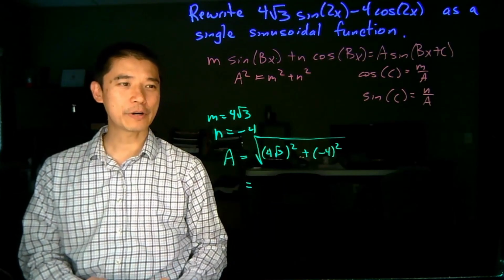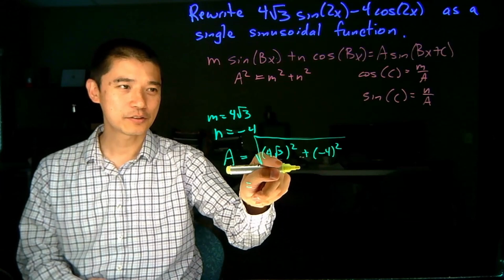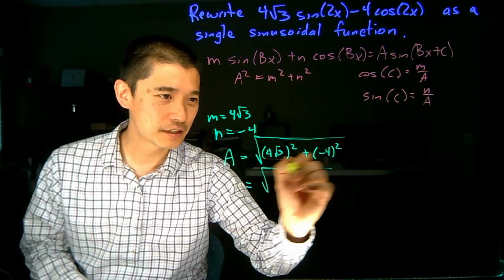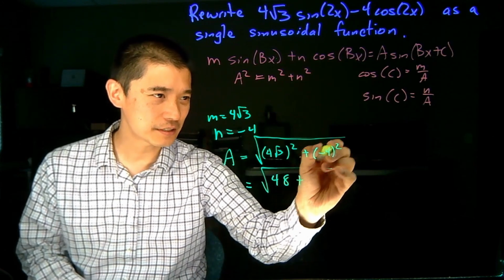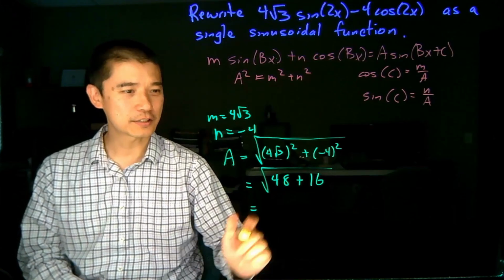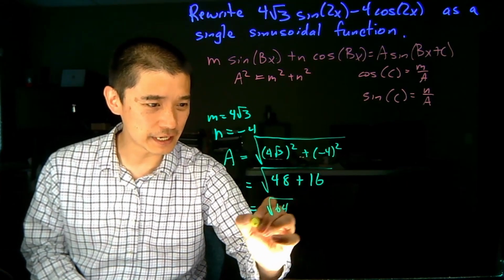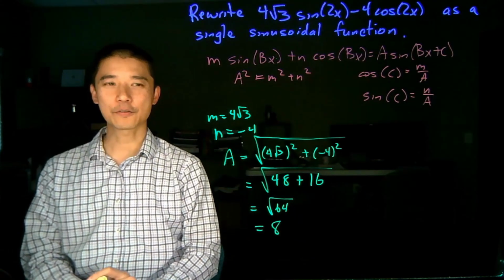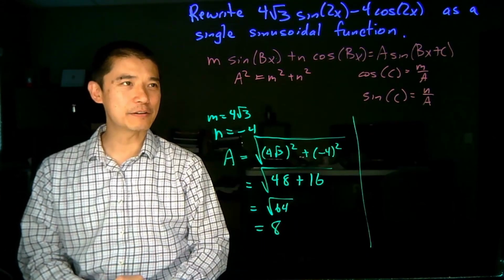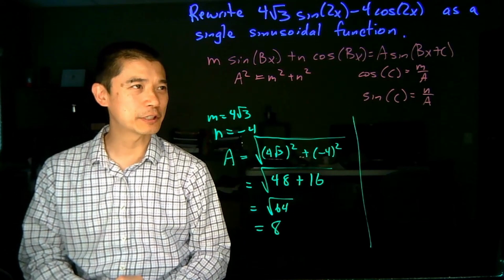4 root 3 squared: the 4 squared is 16, the root 3 squared is 3, so 16 times 3 is 48. Square root of 48 plus negative 4 squared, which is 16. 48 and 16 is 64. The square root of 64 is 8. So that takes care of the first part. For the next part, we need to figure out this value of c. What value of c are we going to get?